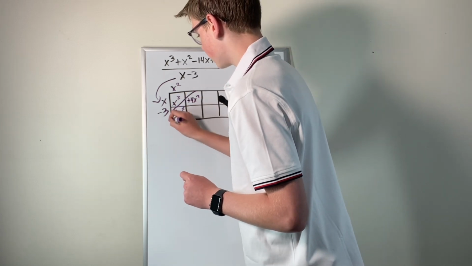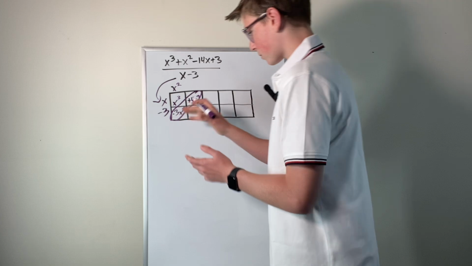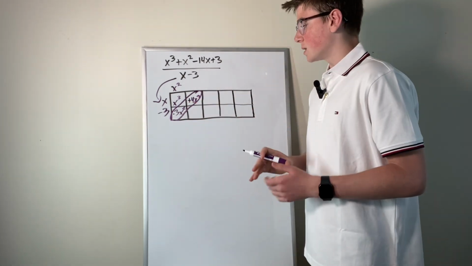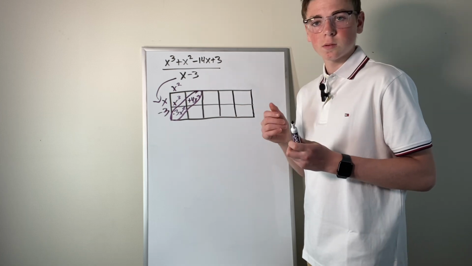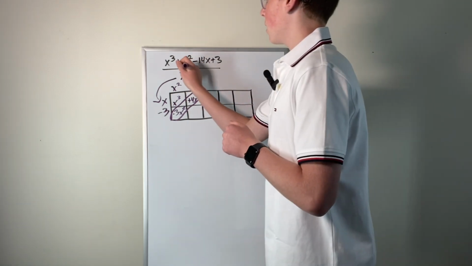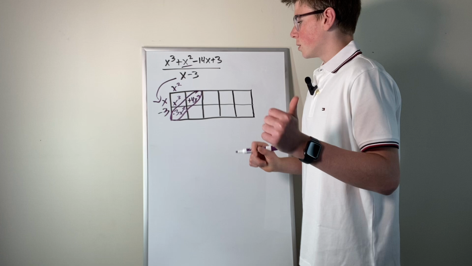And as you see, if you just multiply these two diagonal boxes together, you will get negative 3x squared plus 4x squared is equal to x squared. And we got this number here. So good, did it right.